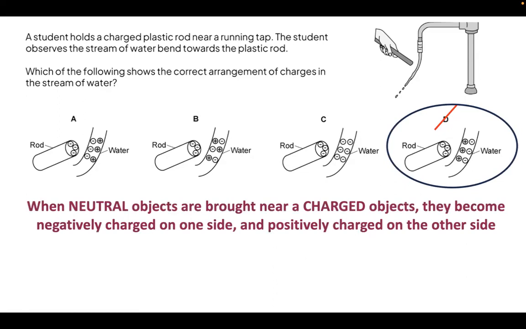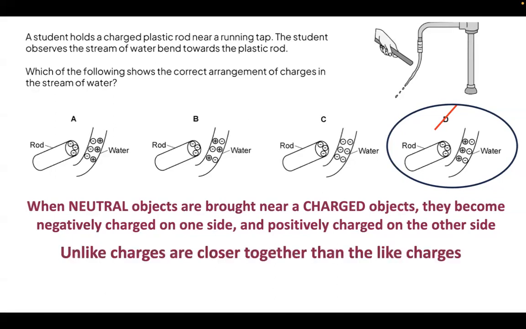So as a conclusion, when neutral objects are brought near a charged object, which is the neutral here in my example, and which is the charged? Neutral water, charged rod. Yes. So the neutral is the water because it had equal positive and negative. When it's brought near a charged object, the negatively charged rod, what happens? They become negatively charged on one side and positively charged on the other side.